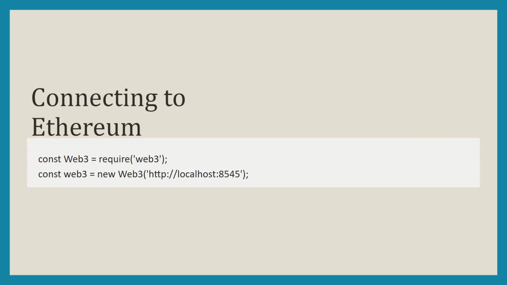Okay, so the next thing we have to do is connect to Ethereum. This is two steps: const Web3 = require('web3'). What this does is it imports the web3 library, which is used to interact with the Ethereum blockchain, right? And the next step is const web3 = new Web3('localhost:8545'). This creates a new instance of web3 and connects it to an Ethereum node running locally on port 8545.